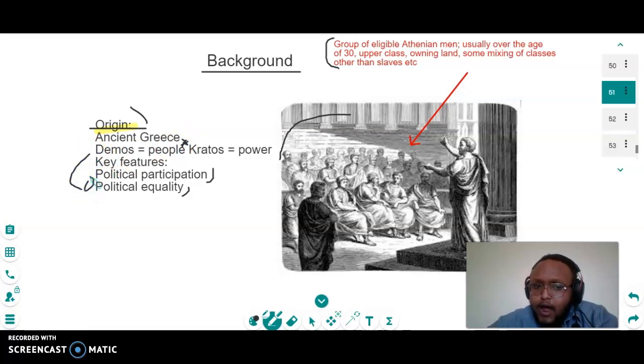Slaves, for instance, did not have political representation and most definitely did not have political equality. And women were left out of this process. Upper class, apart from some mixes in classes. So you could look at an Athenian Senate and clearly see that a vast majority of the people, if we include women and the slaves, were left out of the political decision making process.